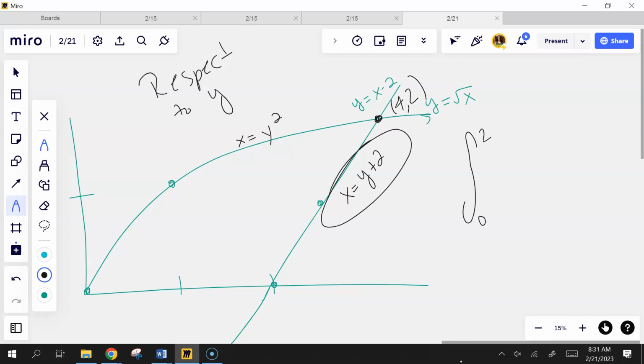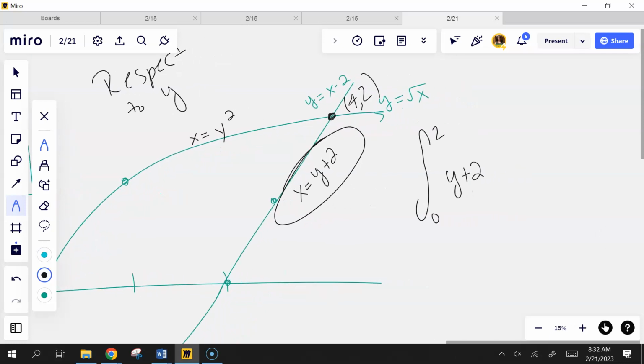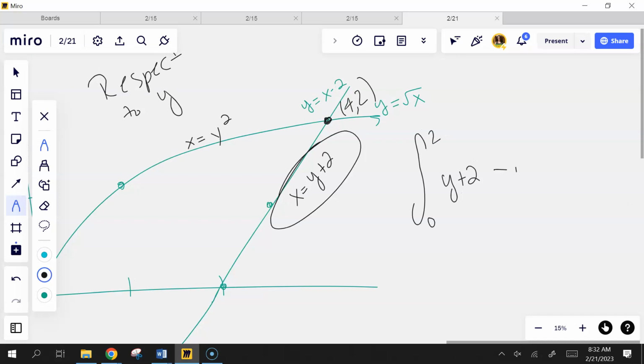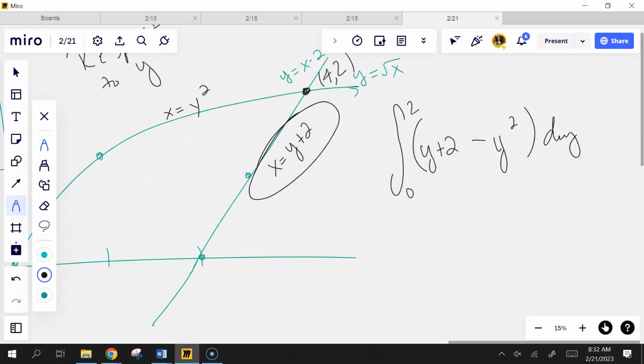This one, right? But you've got to do it with the solve for x, not solve for y. So it's going to be y plus 2. And now I'm going to subtract the one to the left, y squared. Already this looks way better than the one I did before, right? A lot easier. Now the variable doesn't matter because the dy is there, the y's are there, and I just integrate as normal.